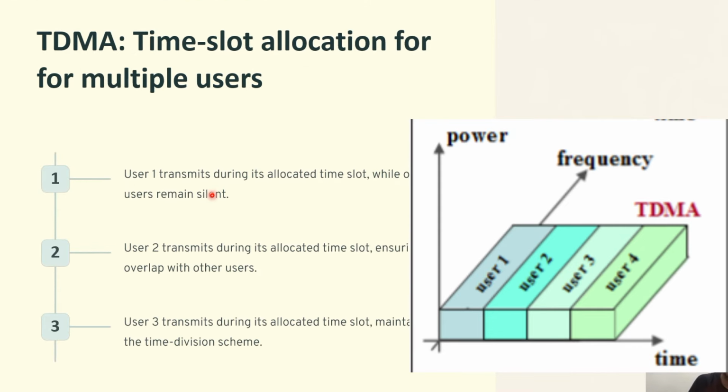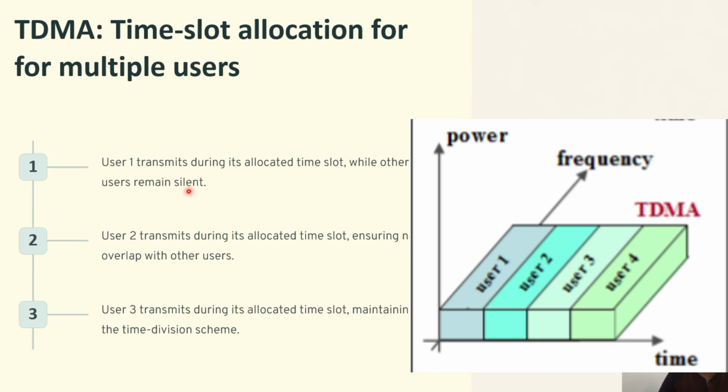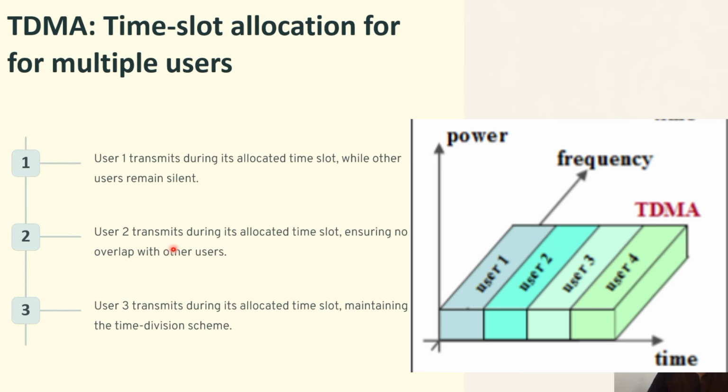So it optimizes the channel effectively, which helps increase the efficiency of the method. User 1 transmits during its allocated time slot while the remaining users remain silent. While user 2 is transmitting, the same happens, ensuring no overlap with the other users. Similarly, all the users present in the network do the same.